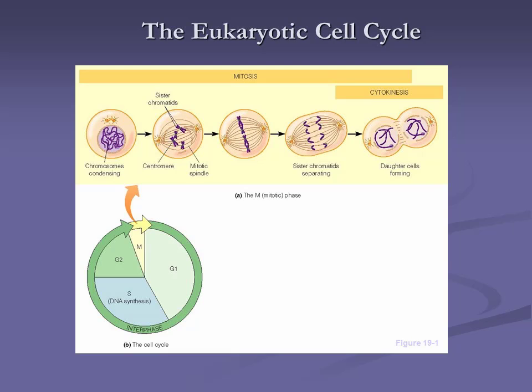And we'll end up with 2 daughter cells from one parent cell. And compared to the parent, how are those daughter cells going to look? Identical. So mitosis, in a sense, is cloning. The cell clones itself.